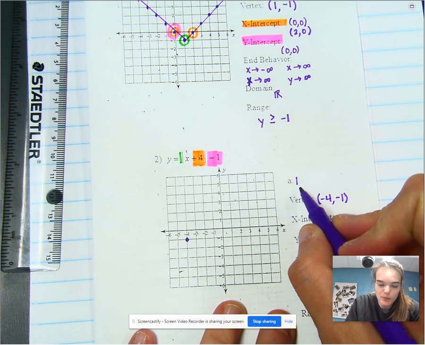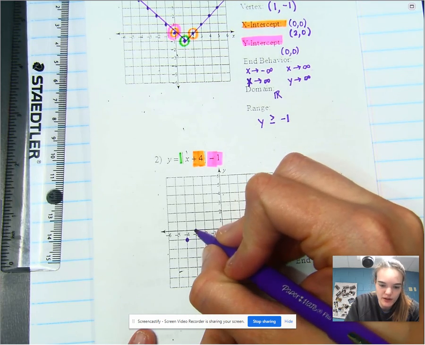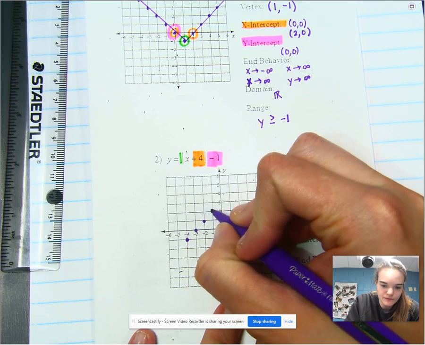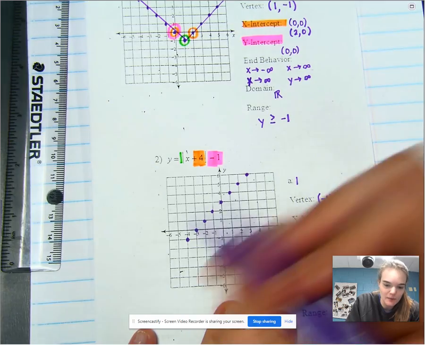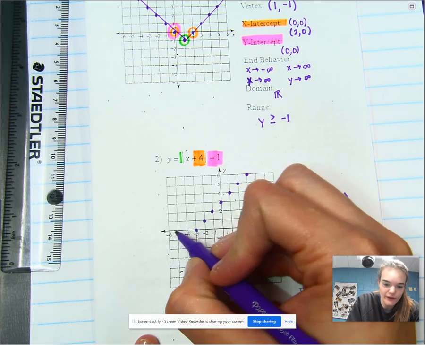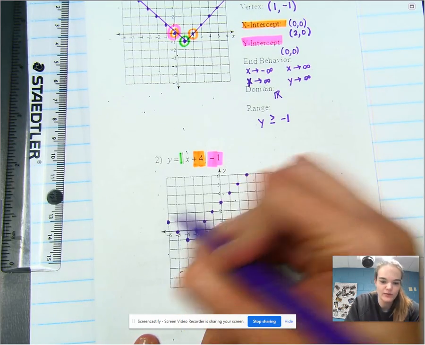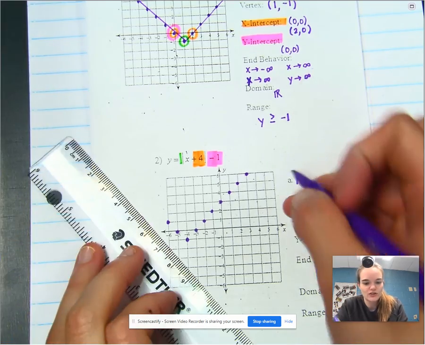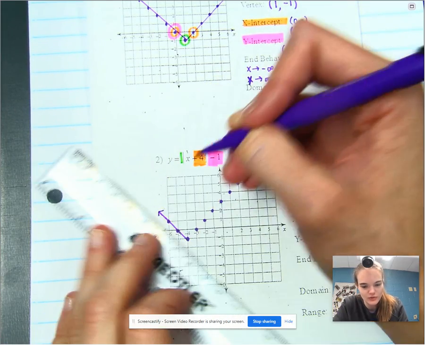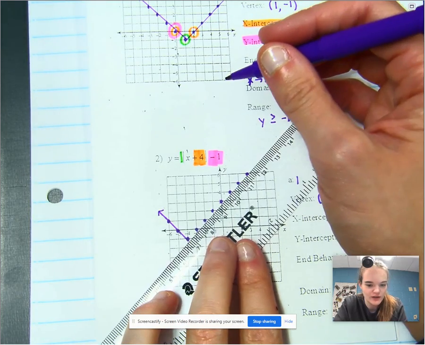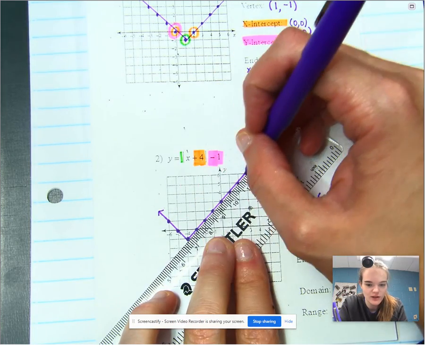A says we go up 1 over 1 until we run out of room. Once we run out of room, we're coming back to the vertex to go up 1, left 1 until we run out of room. Sometimes it looks more like a check mark. That's fine. It's still absolute value as long as you have both sides. You need both sides.